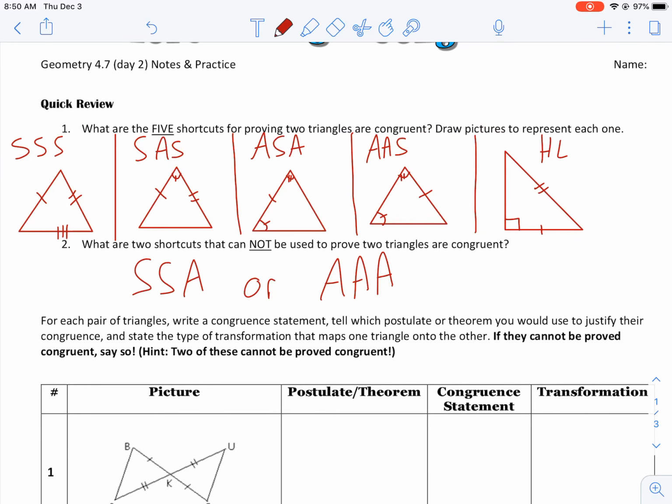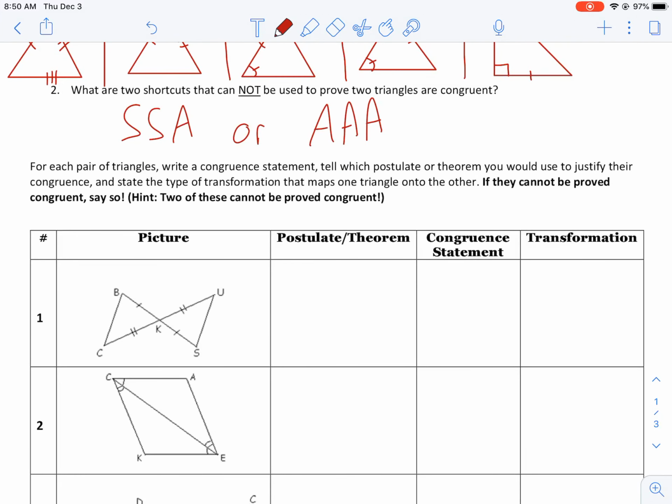So look up here, all right? Now these pictures are going to be a little bit different than the pictures that you saw, but that's okay. What we're going to do is first write the postulate or theorem that says they're congruent, or just say not congruent. Then we've got the congruence statement, so that's kind of like what we did on Tuesday. And then what is the transformation that would actually take one triangle to the other? It doesn't have to be difficult. It's just one of the 3: translation, reflection, or rotation.